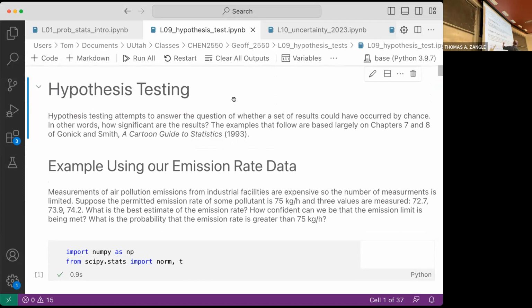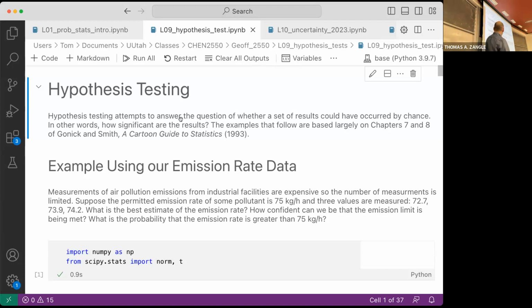But first, we're going to talk about hypothesis testing. We talked a little bit about this in the last lecture, but we'll be a little bit more specific about it this time. This is where we're going to get into trying to answer questions probabilistically using what we know about probability, but also distributions and summary statistics that we can compute.